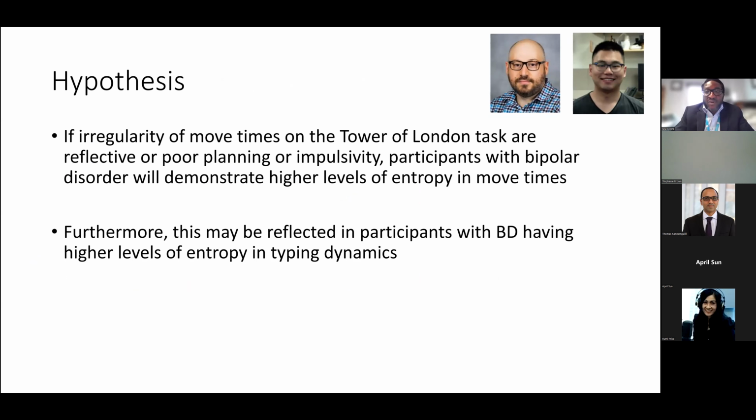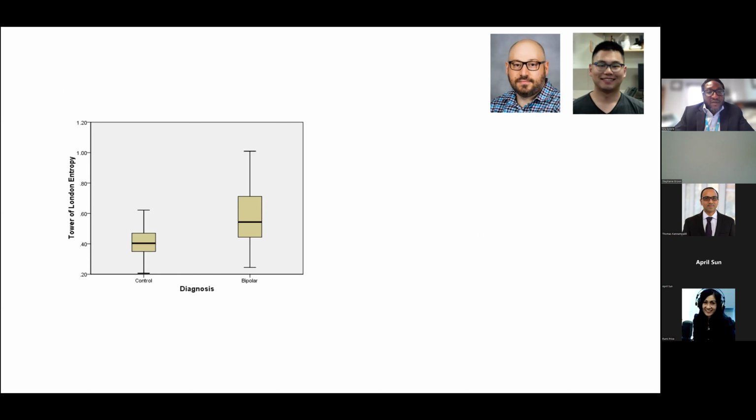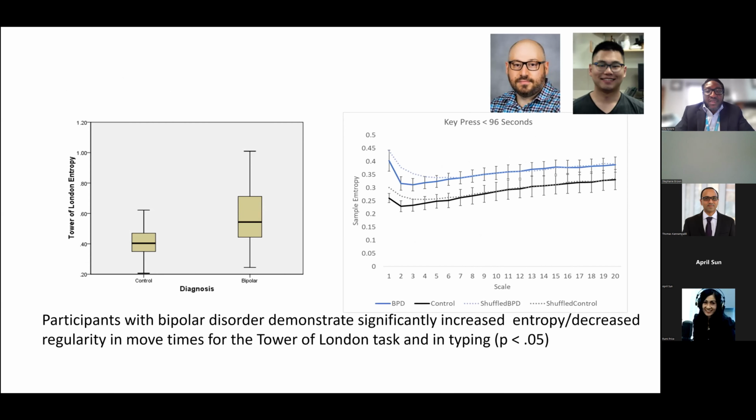And this is work done by John Bart, shown on the right, and Alexander Demos on the left. And what we found was that indeed, if you look at the entropy of move times on the Tower of London task, participants with bipolar disorder had significantly higher levels of this entropy or irregularity compared to controls. And then the same thing was reflected in the typing dynamics.